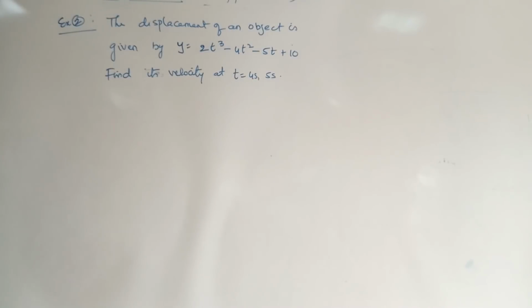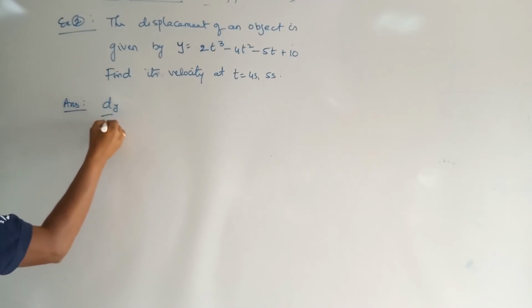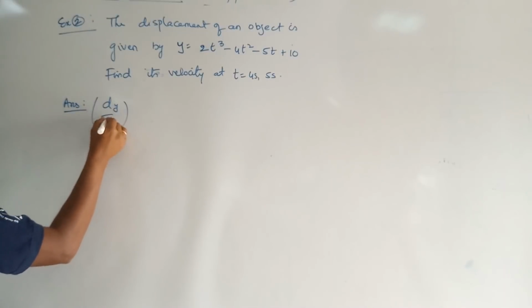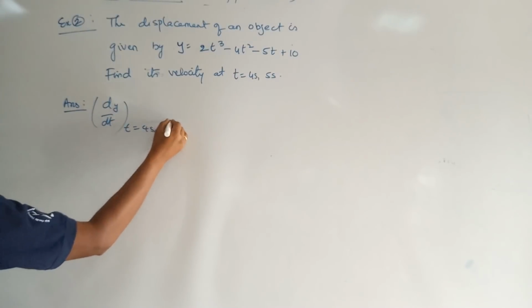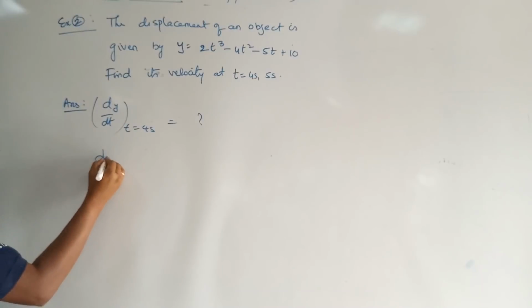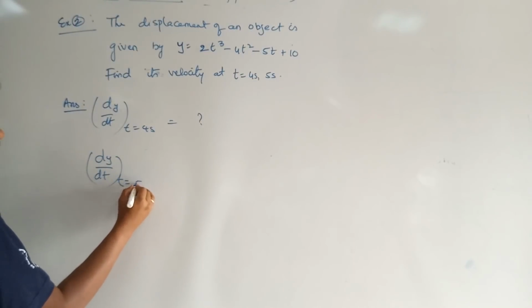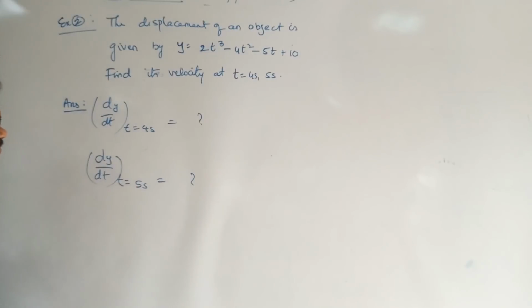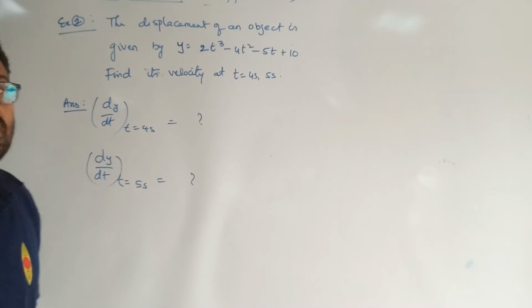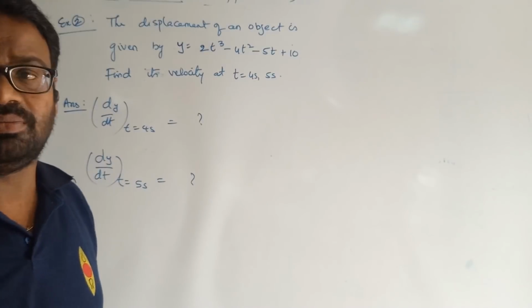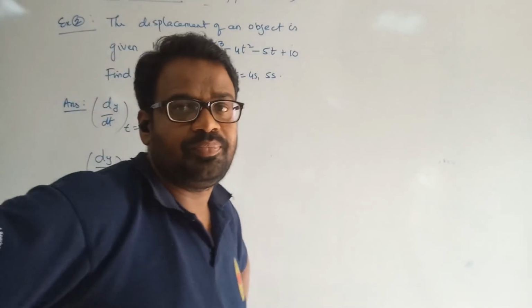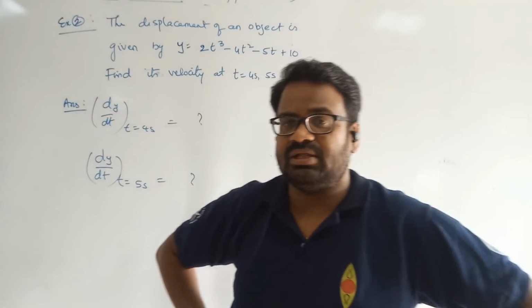I want to find out: what is the answer for dy by dt at t equals 4 seconds, and what is the answer for dy by dt at t equals 5 seconds? I wish you people to go through the previous solution thoroughly. Make sure that you are understanding that.